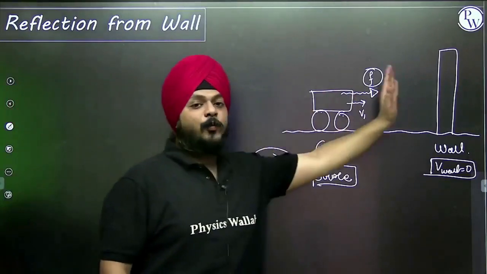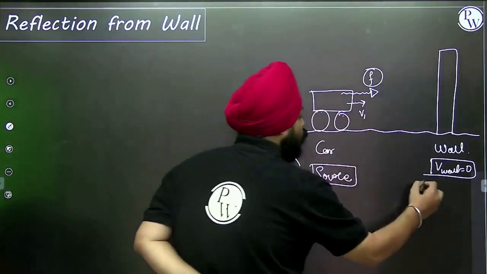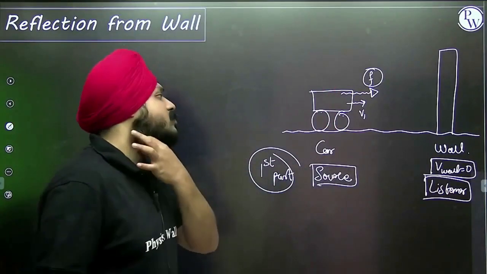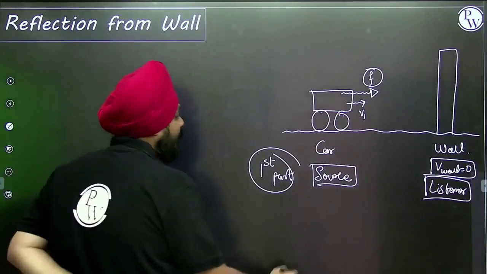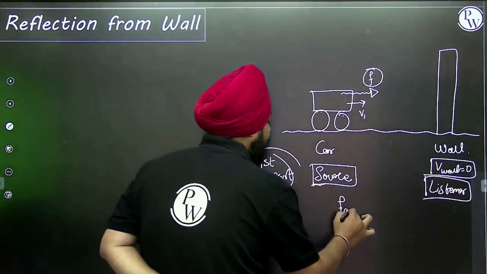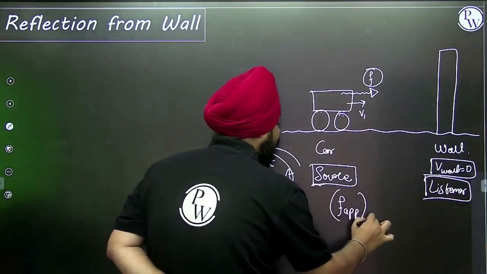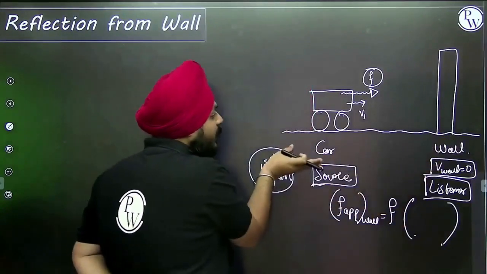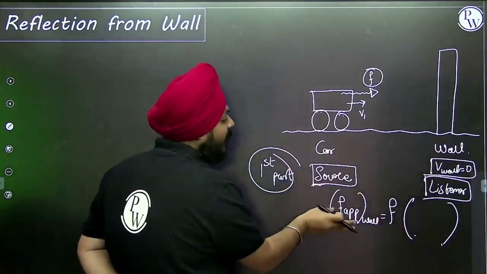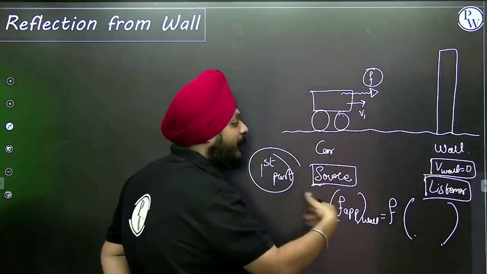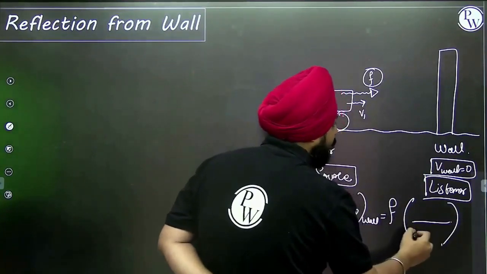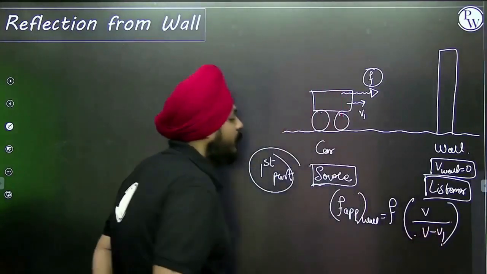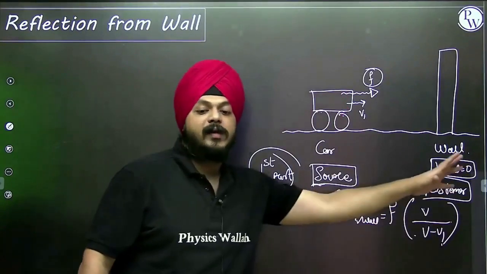So in the first part, the car moving near is the source, and the wall is the listener. The apparent frequency heard by the wall is the frequency of the source emitted. Now the listener is stationary and the source is moving near. It means the apparent frequency heard by the wall will increase. The listener velocity is zero, so it will be V minus V1. This will be the value of the apparent frequency.